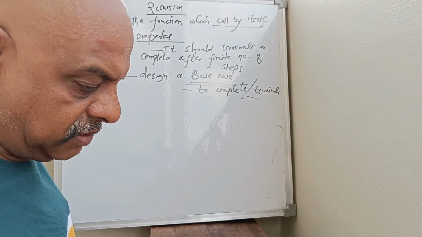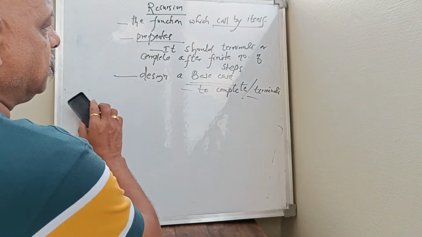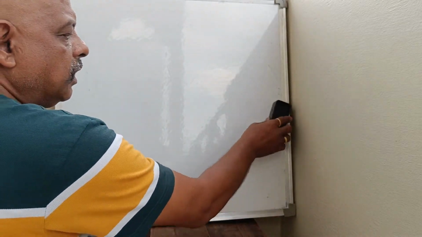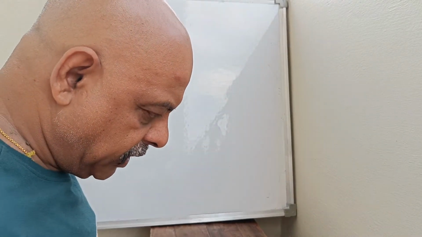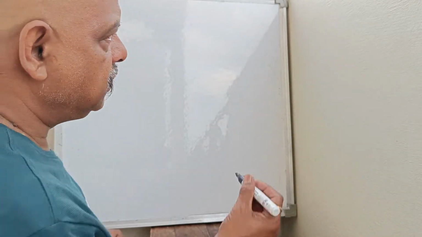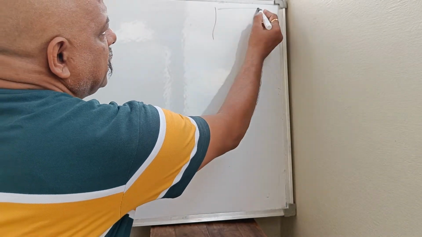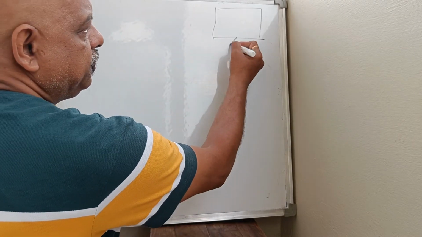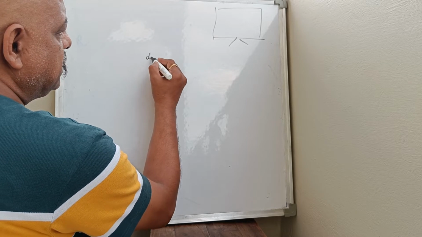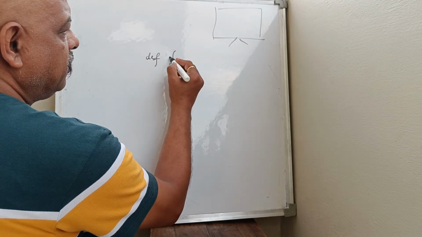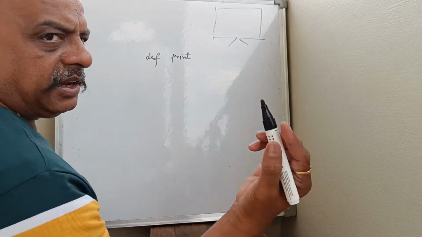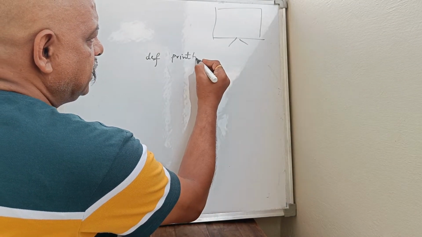I will take one example through which you will understand better. What is the concept? For example, I want to print the message hello on the monitor 5 times. So this is a monitor, and I want to print hello 5 times. I have to design a function for that. Define print_hello. I can give any name to the function; it is user defined.